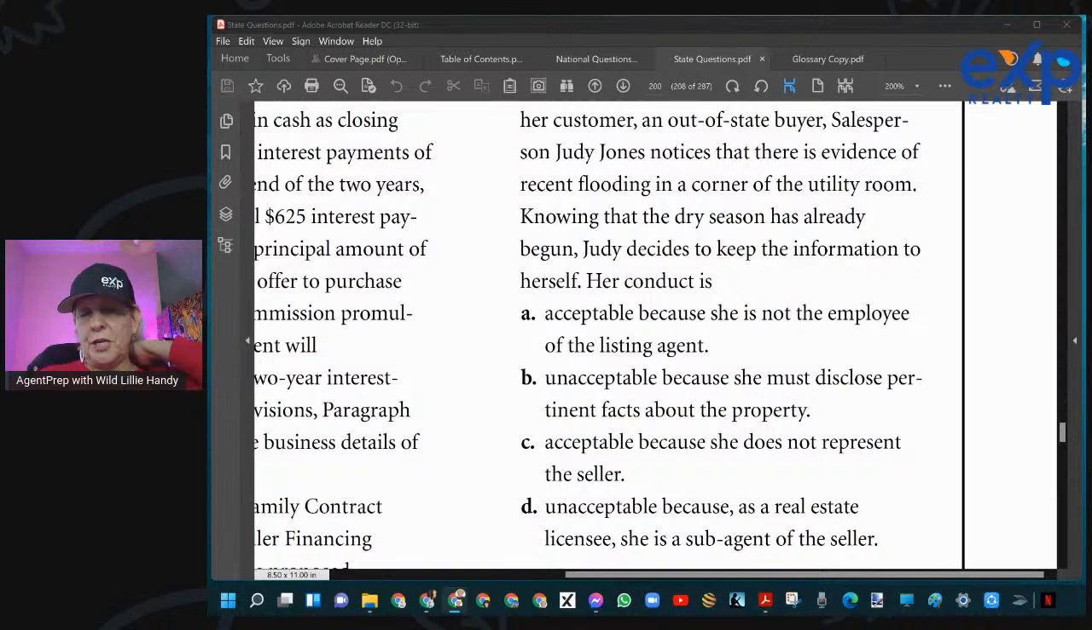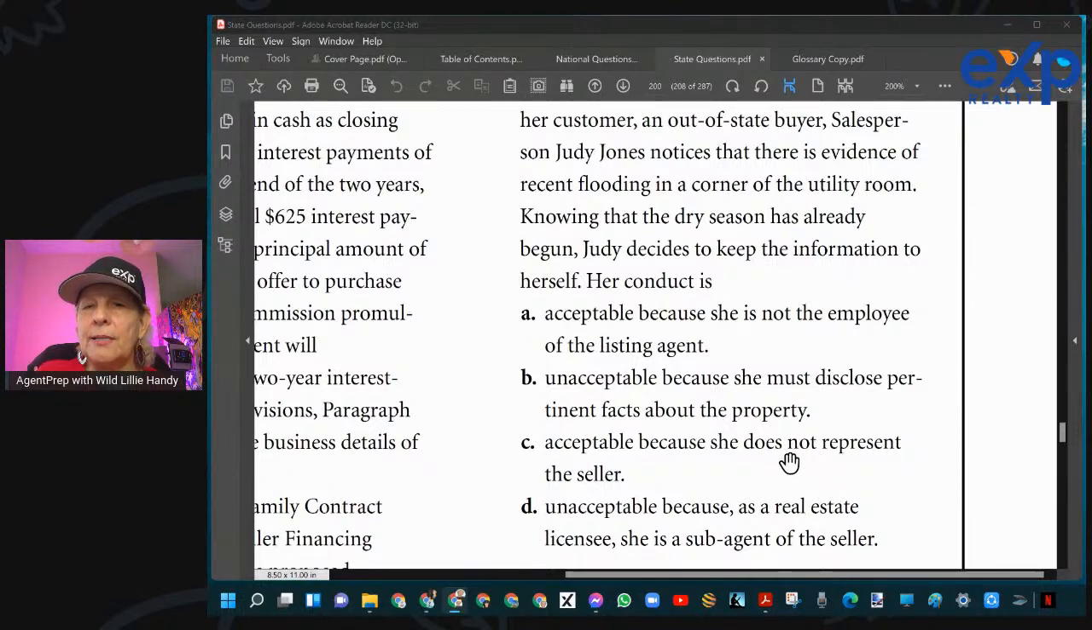Vladimir, I would reevaluate that. Yes, they're a customer. But at this point, she's just touring the house. She's just showing it. There is no contract. Okay, Rosada says B. The important fact is that, yes, it's unacceptable because she must disclose pertinent facts about the property. It's not D because there is no contract yet.